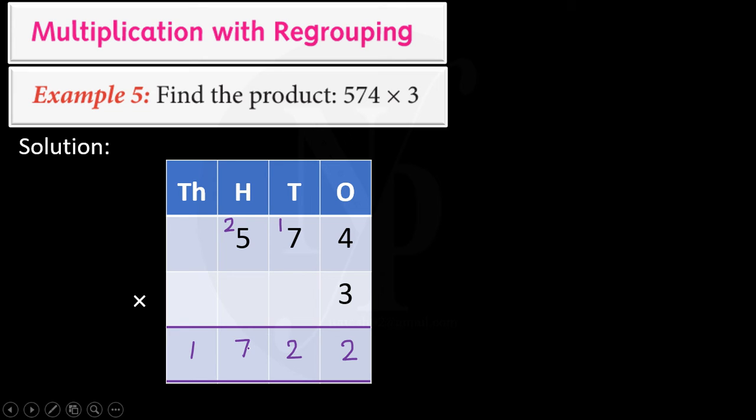The product is 1722. The product of 574 and 3 is 1722.